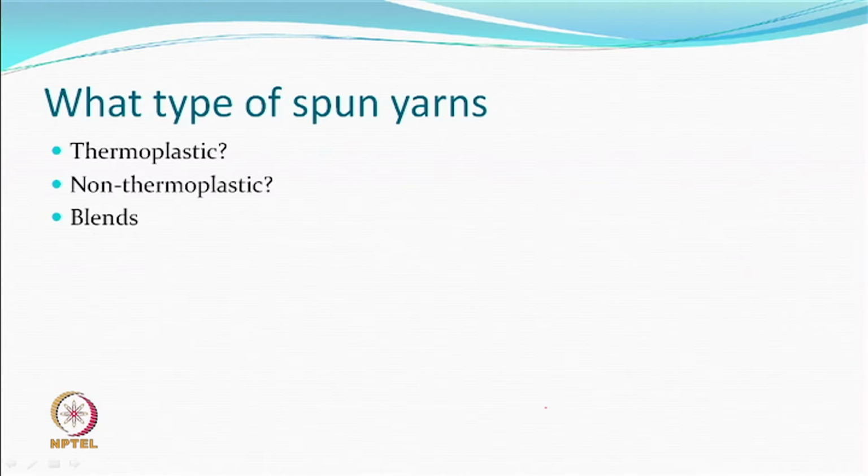So, spun yarns are available of all types, the thermoplastic ones like polyesters, polypropylenes, and non-thermoplastic, you have all kinds of natural fibers that we have, they are also available. So, what we are looking at is the possibility of texturizing these things, and yarns are also available as blends. So, you can have a polyester viscose, polyester cotton type of blend also.